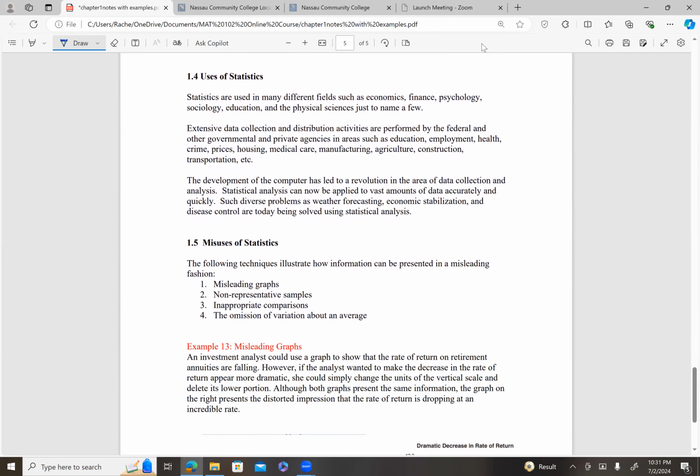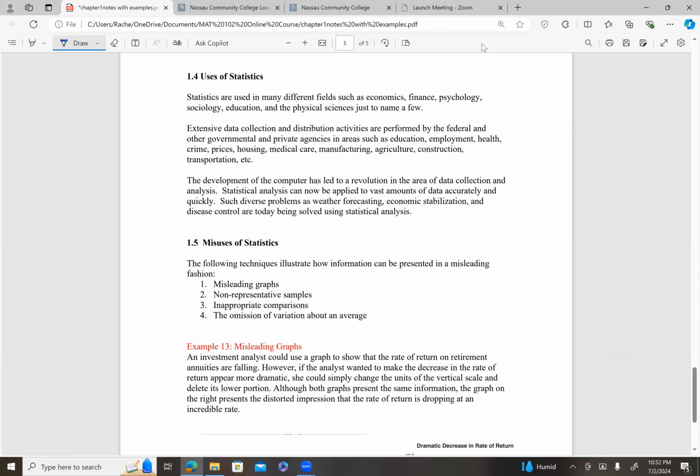So the last 2 sections in chapter 1 cover the uses of statistics and the misuses of statistics. You'll see throughout the semester the many different uses of statistics, but this is a brief summary of how statistics are used in many different real world fields. And I listed a few: economics, finance, psychology, sociology, education, physical sciences. That's just to name a few.